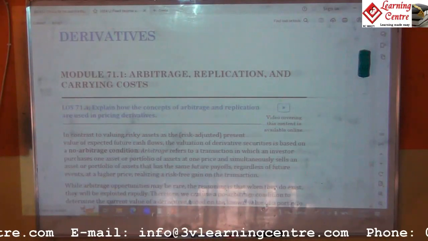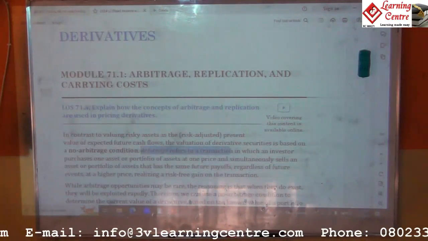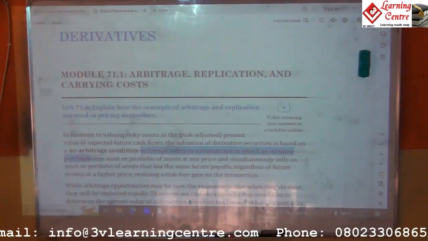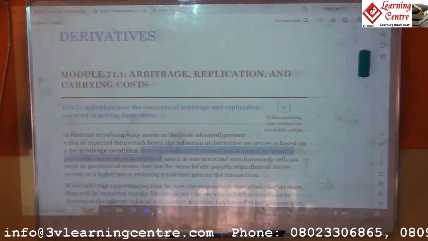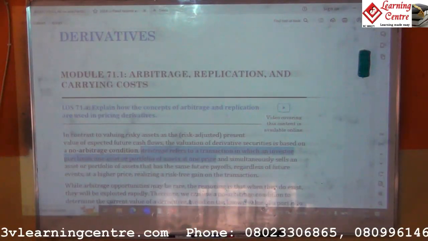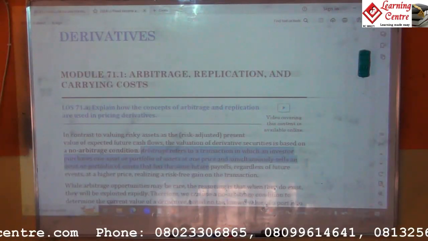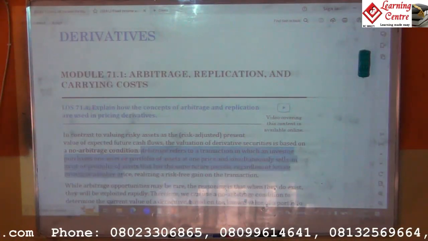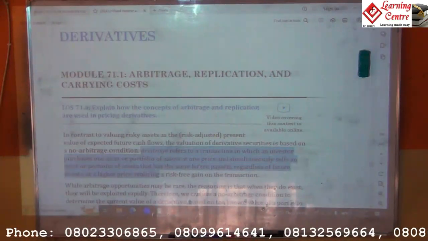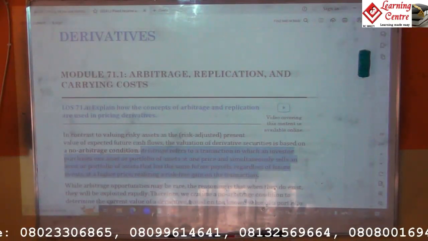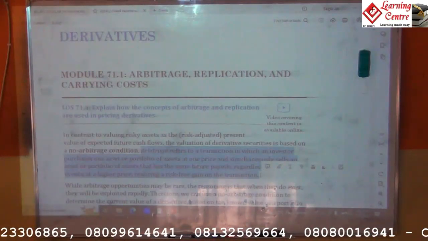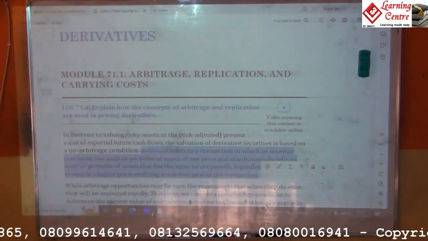So it says here that arbitrage refers to a transaction in which an investor purchases one asset or portfolio of assets at one price and simultaneously sells an asset that has the same future payoffs, regardless of future events, at a higher price, realizing a risk-free gain on the transaction. That's what it's saying. You are realizing a gain without any risk.